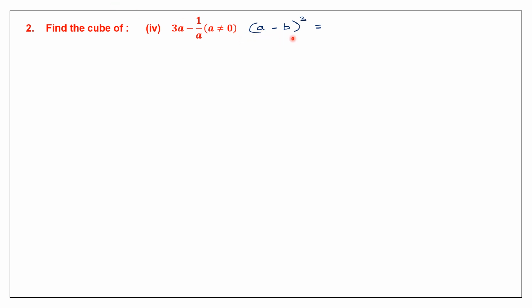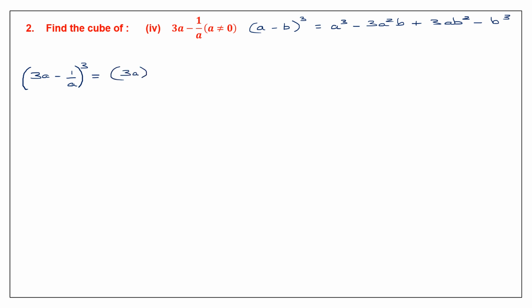And the expansion for a minus b the whole cube is a cube minus 3a square b plus 3ab square minus b cube. Now this order can be different. You can have a cube minus b cube and then these, or you can put it in this order. Now let's apply this. 3a minus 1 by a the whole cube. So we're going to apply that expansion which says a cube. And what is a? 3a.